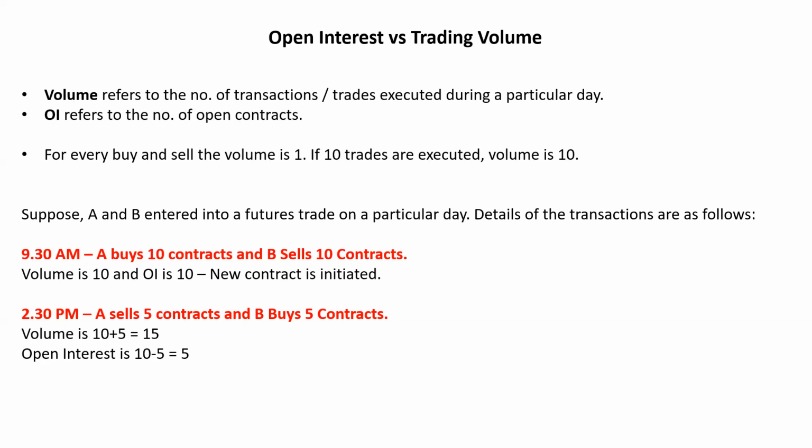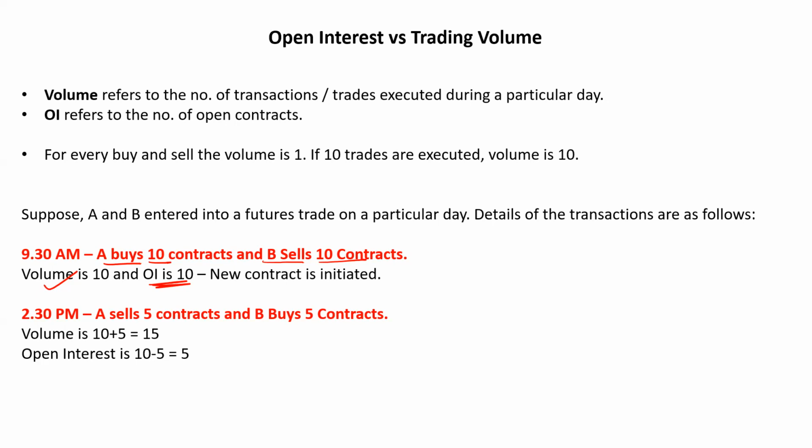So Mr. A and Mr. B have entered into a futures trade on a particular date. The transactions are as follows. At 9:30 a.m., A is buying 10 contracts, B is selling 10 contracts. So over here volume is 10 because 10 contracts are getting traded. Open interest is also 10 because unsettled contracts are 10 and a new contract is initiated.